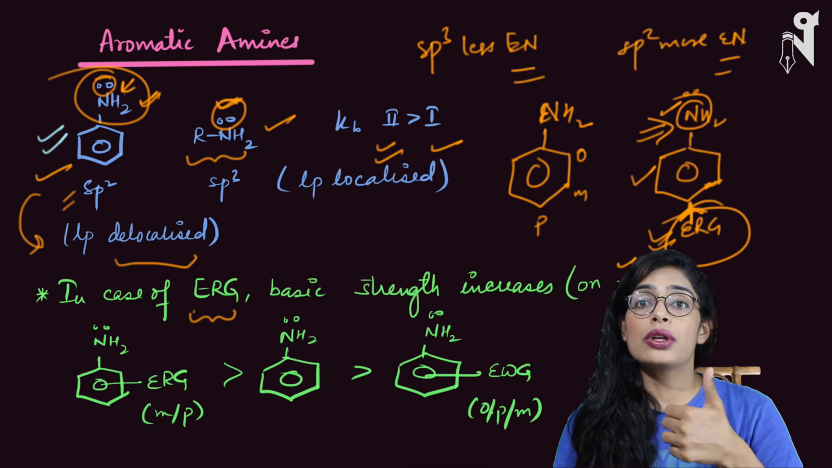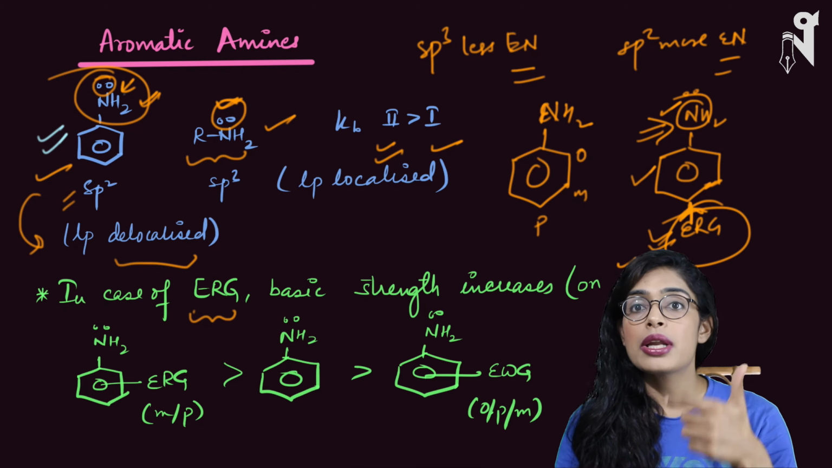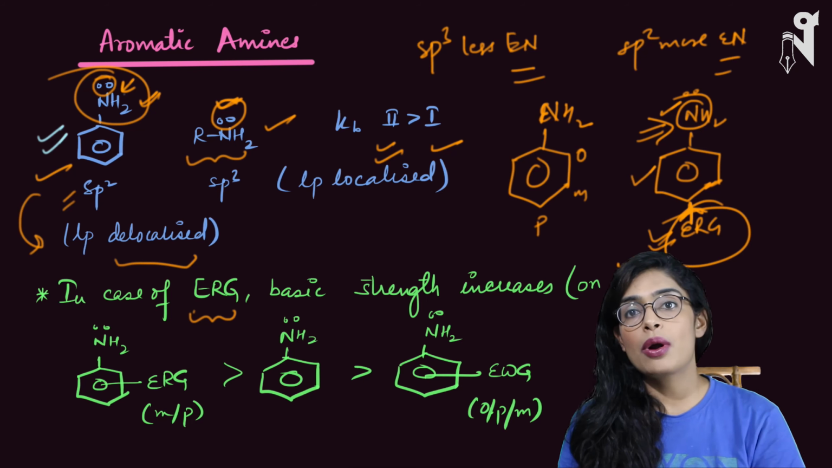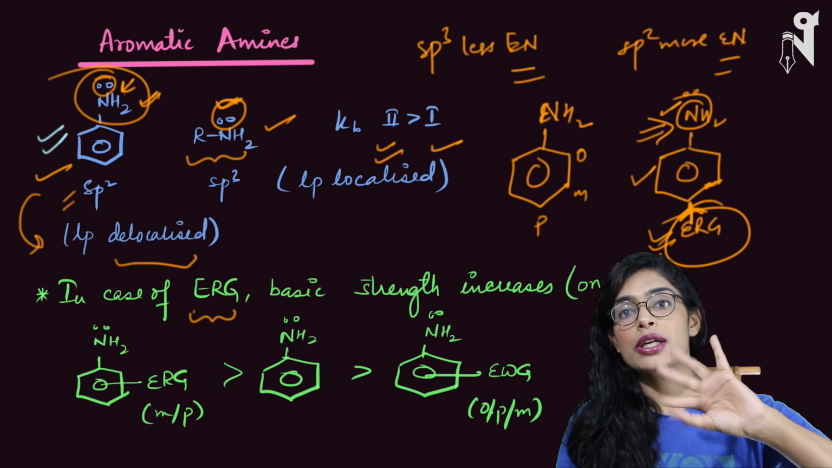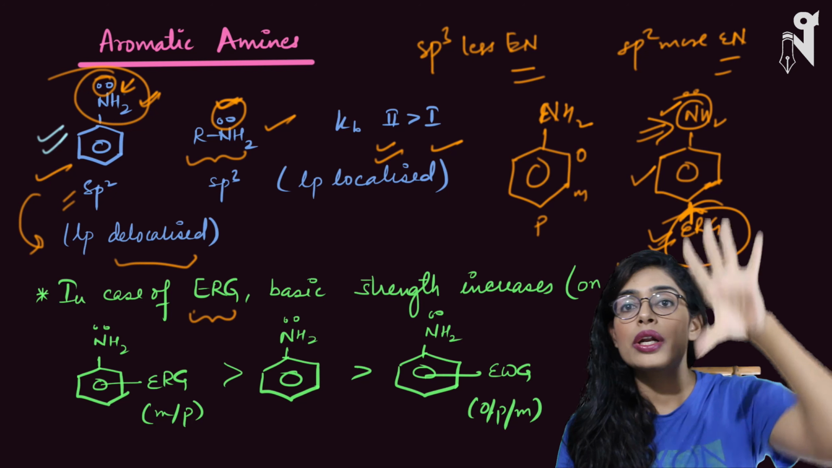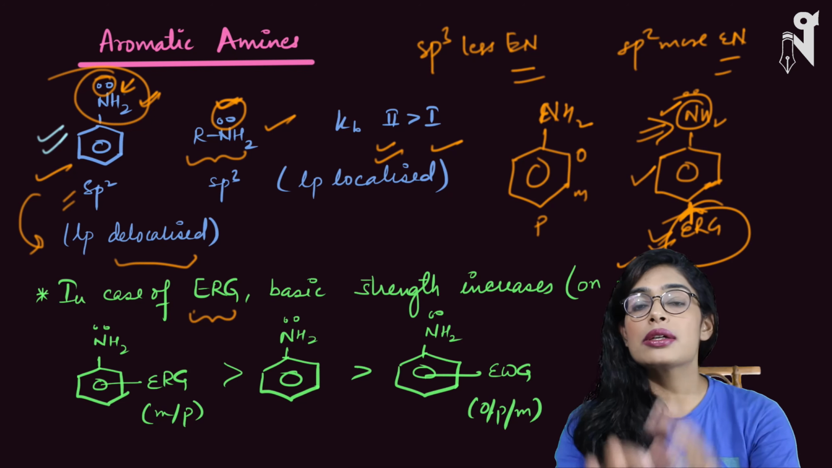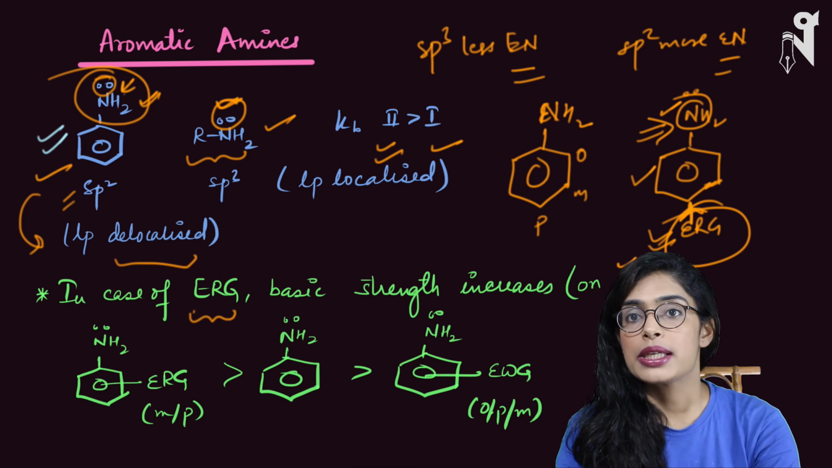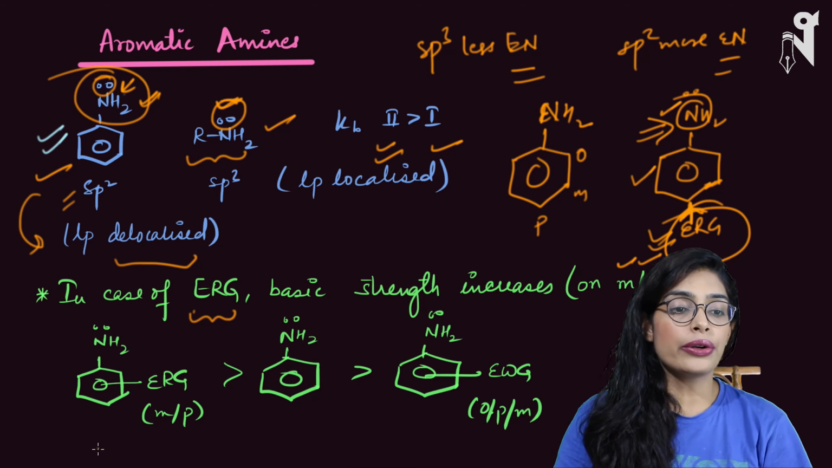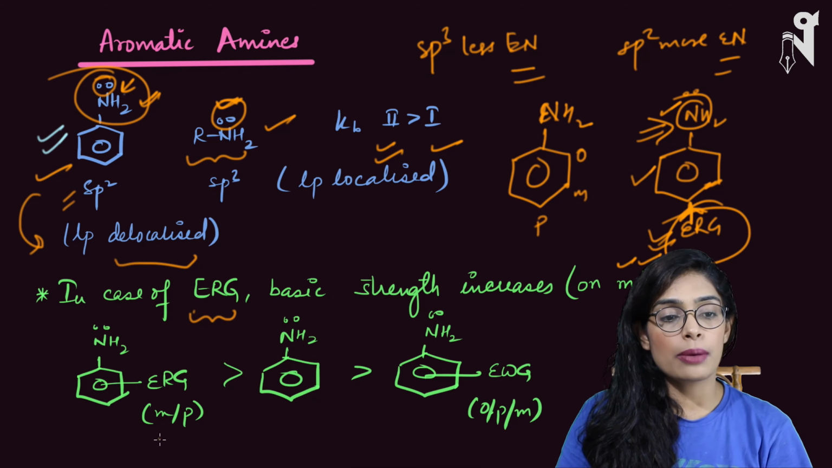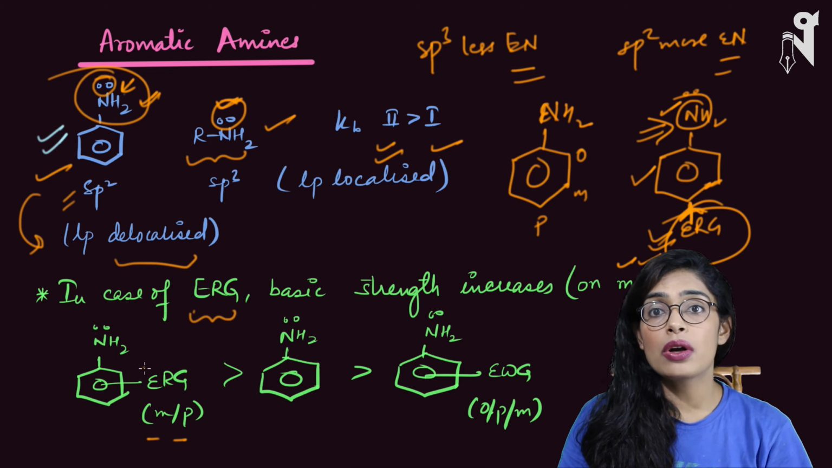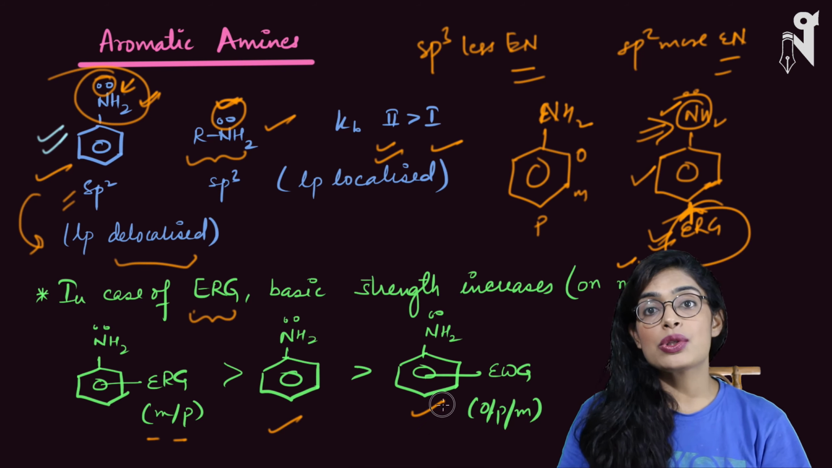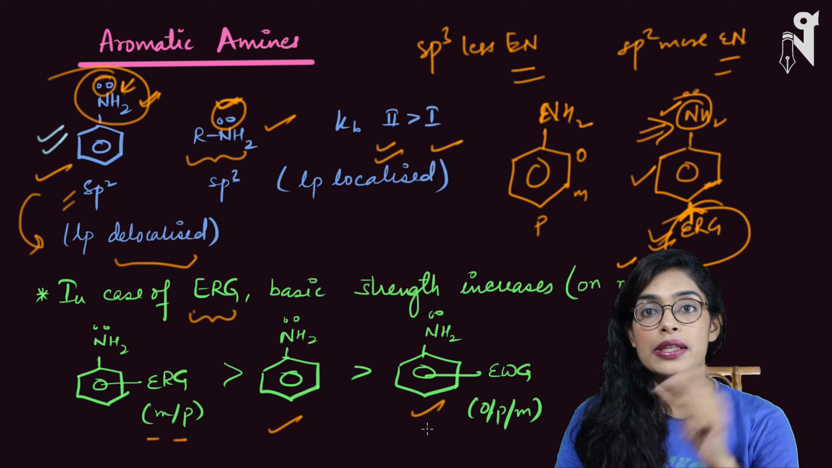But if the electron releasing group is present on the meta position or the para position, then this effect is prominent. That electron releasing group is going to give electron density to the compound, and it is going to reach the nitrogen. As soon as it reaches the nitrogen, if nitrogen is more electron rich, it is going to be more basic. So the order is: an electron releasing group present on the meta or para position will increase the basic strength, so that is the most basic, then your normal aniline, and then comes your electron withdrawing group if it is there on the aniline.